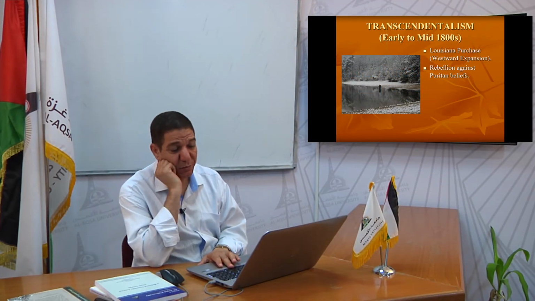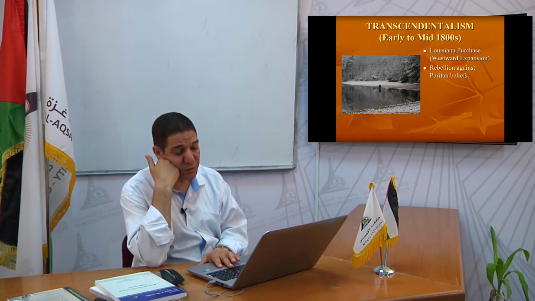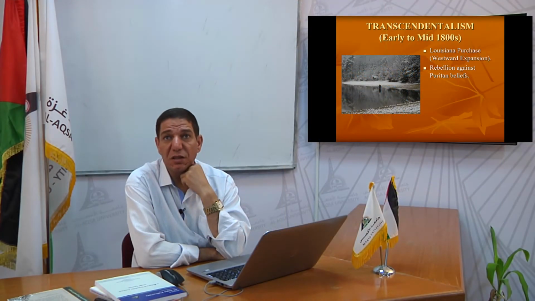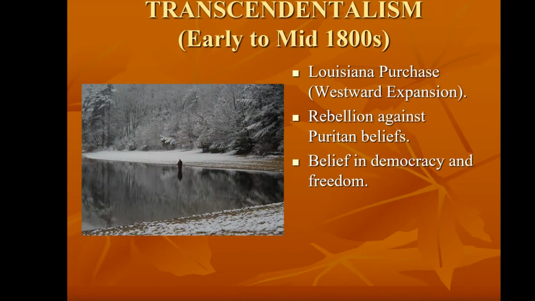Rebellion against Puritan beliefs. Yeah, this is transcendentalism, and it was people who rebelled against Puritan beliefs who were not irreligious. They were religious somehow. Ralph Waldo Emerson, for example, criticized the church, saying that the church acts as if God is dead, and he was marginalized after making this statement.